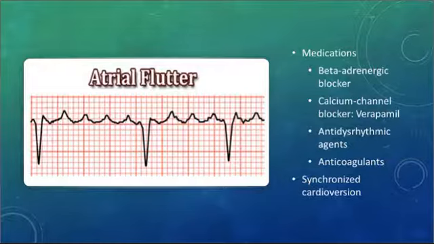So this is some sort of atrioventricular block because the impulse is, of course, going several times in the atrium before it gets through the ventricle. It is treated with beta blockers or calcium channel blockers like verapamil, sometimes antidysrhythmics, again anticoagulants because of the clotting of the blood and the risk for clots.